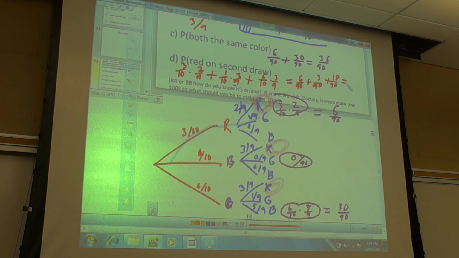So 27, is that what you guys got, 27 out of 90? Yeah. I feel like I did not get that last class, so I must have made a mistake, and nobody corrected me on it. All right. Good deal. Oh, and incidentally, this reduces down to 3 out of 10.